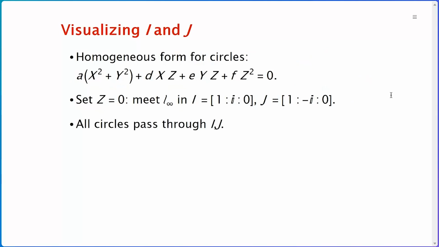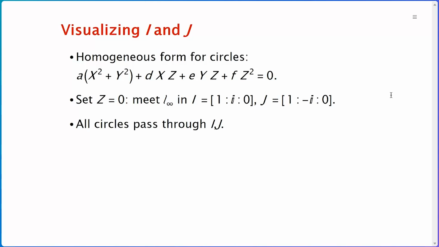Okay, here is a visualization of the I and J. In homogeneous coordinates, a Euclidean circle has the form a(x squared plus y squared) plus dxz plus eyz plus fz squared equals 0. Intersect with the line at infinity, z equals 0. We always get I and J, right? The circular points at infinity.